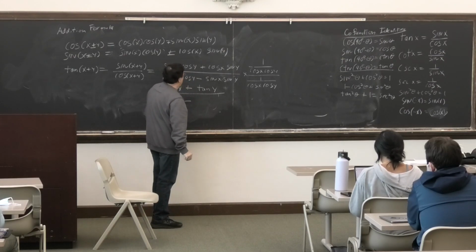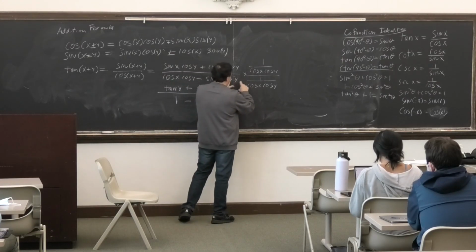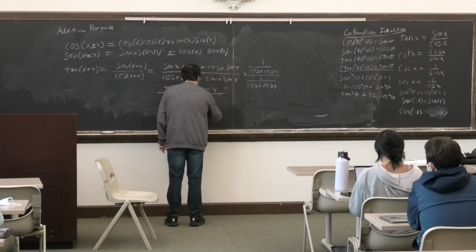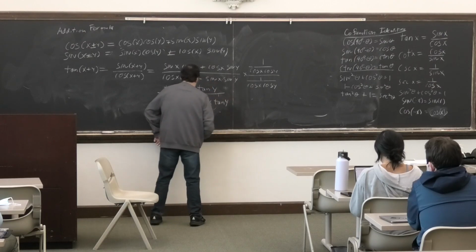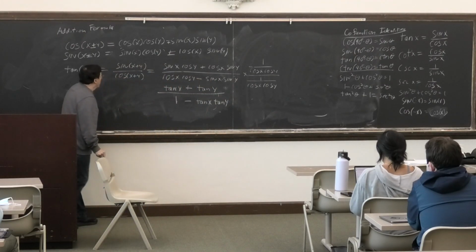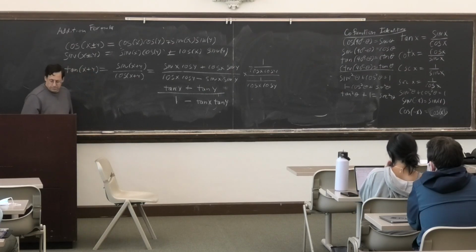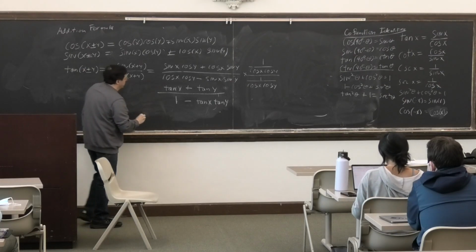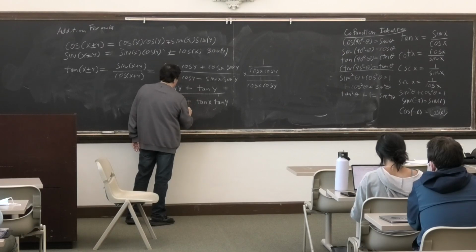Minus. And then we have sine x sine y over cosine x cosine y. That's tangent x, tangent y. So that's our tangent addition formula. And, similarly, put a minus here, what's going to happen? It's going to become a plus.